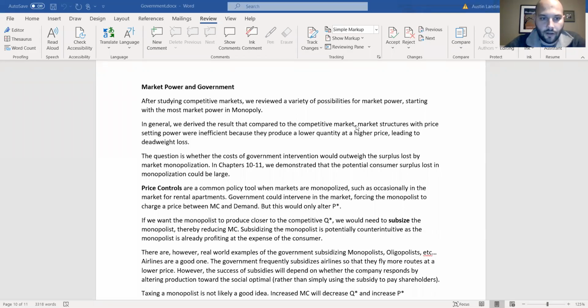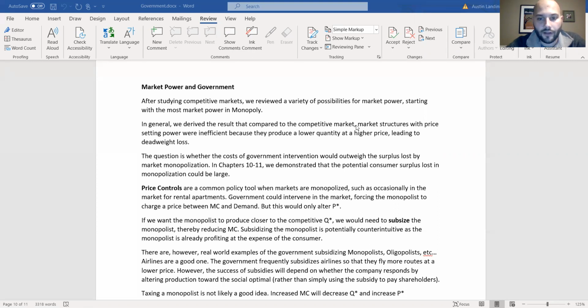In our final topic on government intervention, we'll talk about what happens if the government intervenes in markets where there is market power, when the government might want to intervene or might not want to intervene in markets which are monopolized and/or if not perfect monopolies. We studied, say, duopolies or oligopolies, where you have a handful of firms. We studied monopolistic competition, where there is some price setting power.